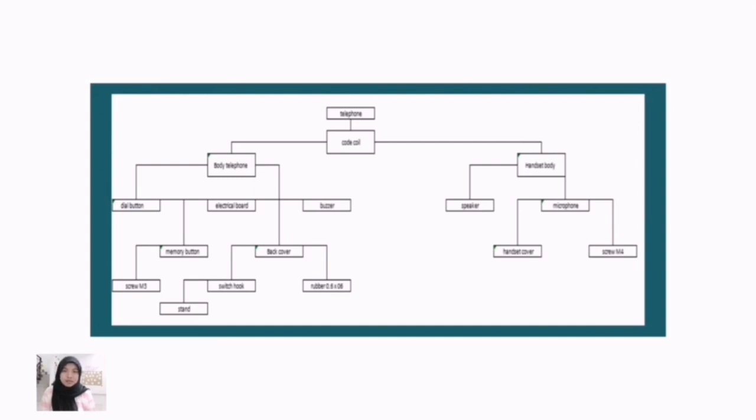First, the telephone body has parts: the button, electrical board, buzzer, memory button, back cover, screw M3, switch hole, rubber, and last beside the code call, it does have the part. And the handset body has parts like a speaker, microphone, handset cover, and screw M4.